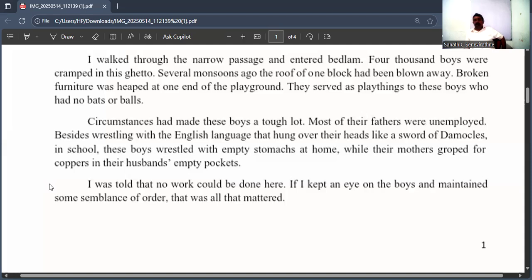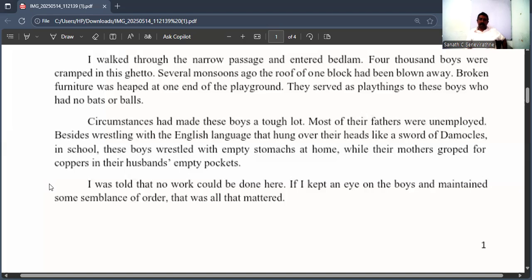The boys came to school with empty stomachs while their mothers groped, G-R-O-P-E-D, for coppers in their husbands' empty pockets.